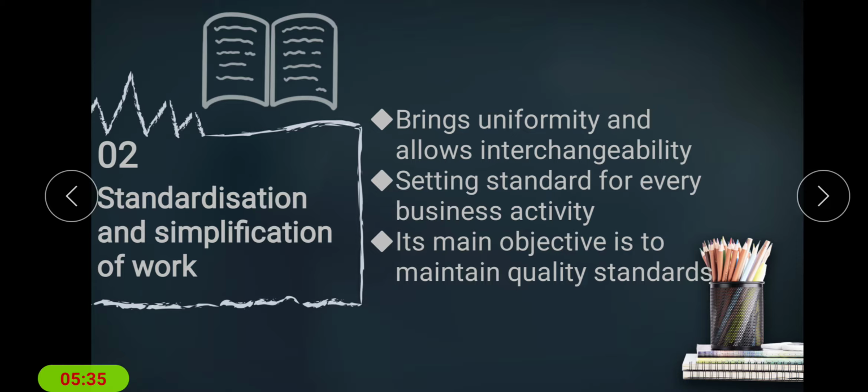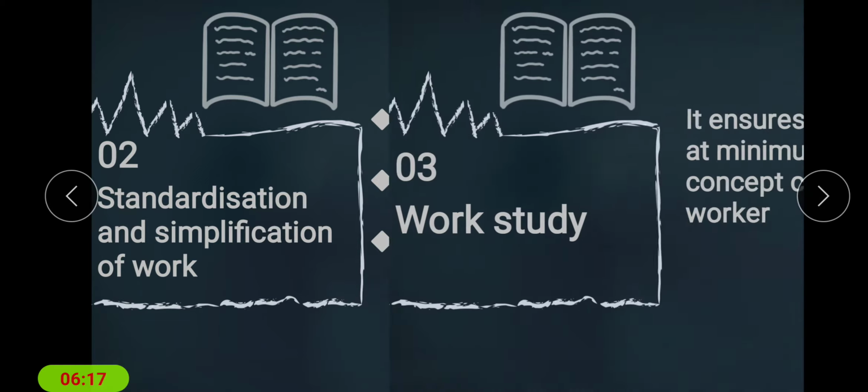Some important forms of standardization are standardization of product, standardization of machine and equipment, standardization of method, and standardization of raw material. Setting standards brings uniformity in every aspect of activities, and it also reduces wastage and improves quality of production. So, simplification refers to putting an end to unnecessary types, weights, quality, size, etc. It aims to make tasks simple and easy. Now, the next one is work study.